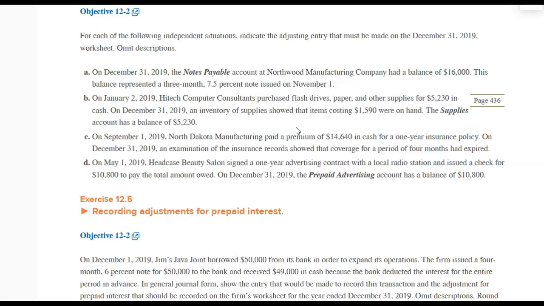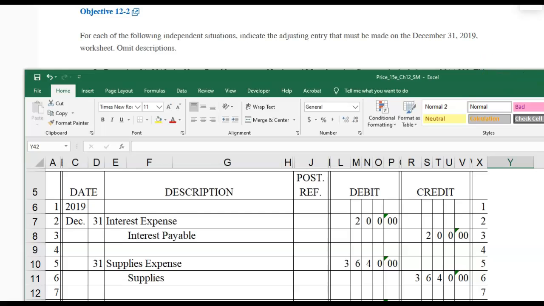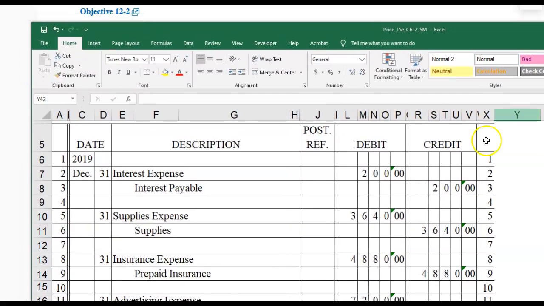So let's see what we get. I get 4,880. That means I used 4,880 of insurance. So that would be insurance expense, 4,880, and prepaid insurance. And that's correct. Woohoo! Insurance expense we used was 4,880, and prepaid insurance went down by 4,880.